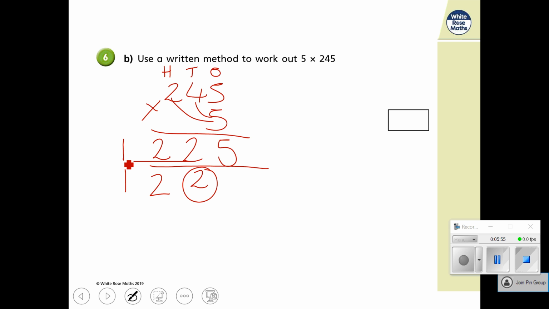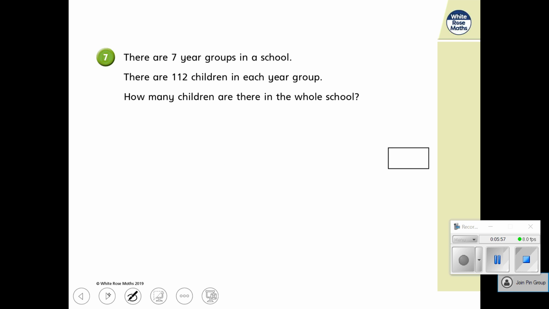Hopefully you got that one right, and we'll move on to number 7. There are 7 year groups in a school, and there are 112 children in each year group. How many children are there in the whole school?